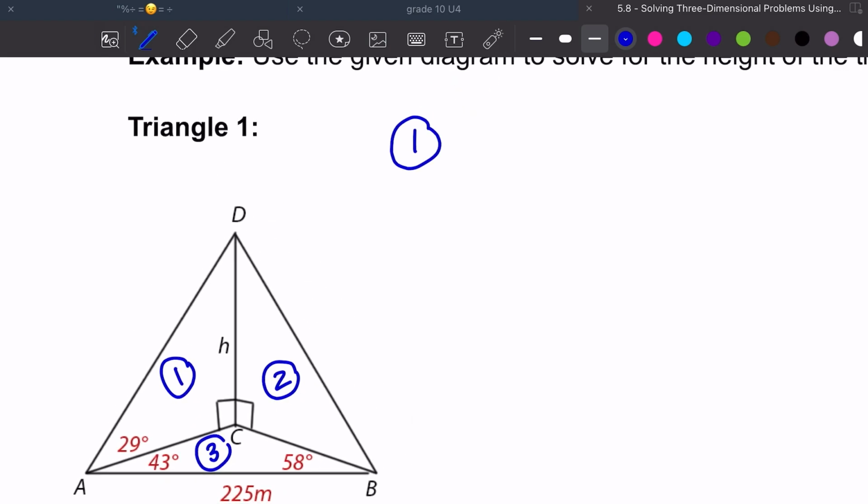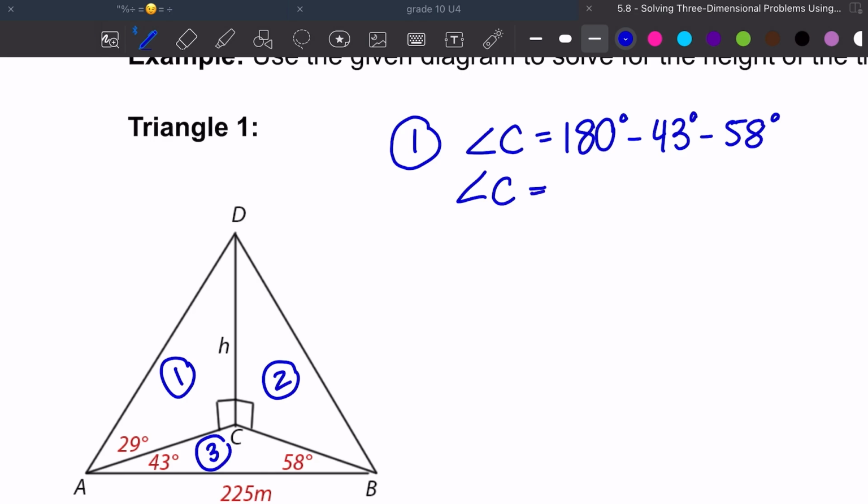We've got the 2 other angles, so how can I find angle C? Yeah, 180 minus 43 minus 58. And this should give you 79 degrees. Right, so okay, we've got that down. Step 2, right? We need to find this side length, B, I'll call it. Right? Because we don't know that.